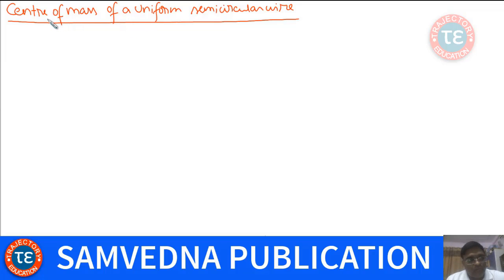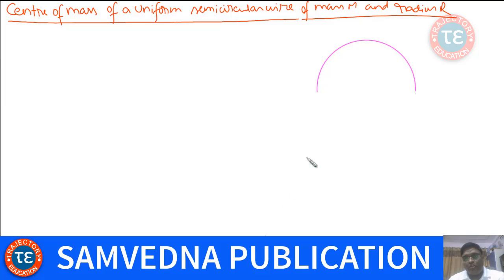See, in this video we are going to discuss how to find the center of mass of a uniform semicircular wire. We want to find the position of the center of mass of a uniform semicircular wire, say having mass m and radius r. So let's take a uniform semicircular wire. This is a uniform semicircular wire having radius r and mass m.